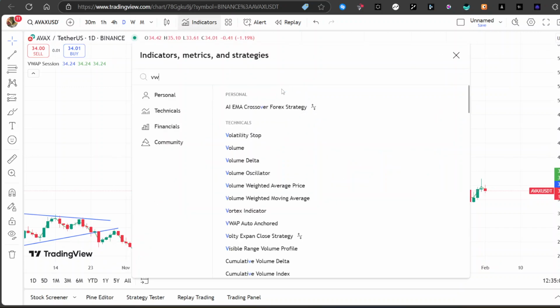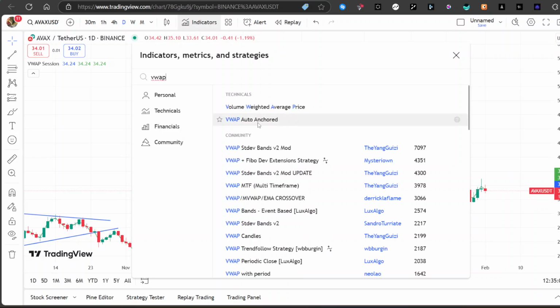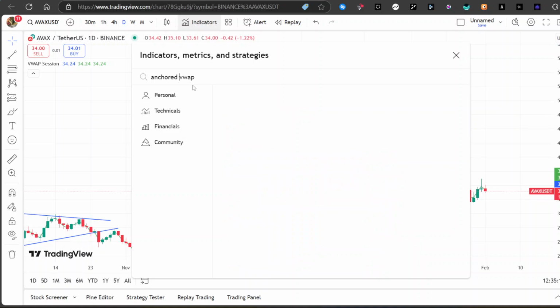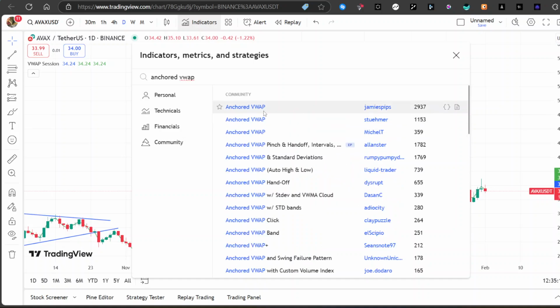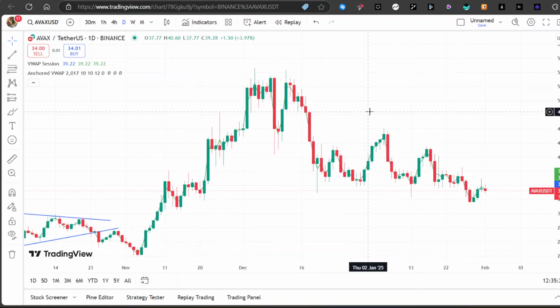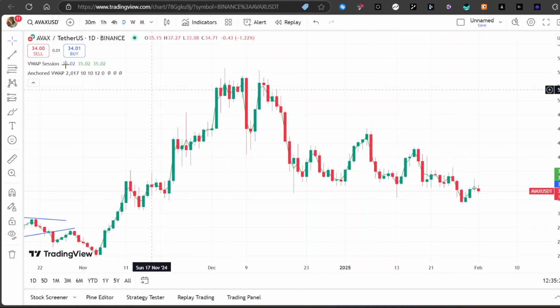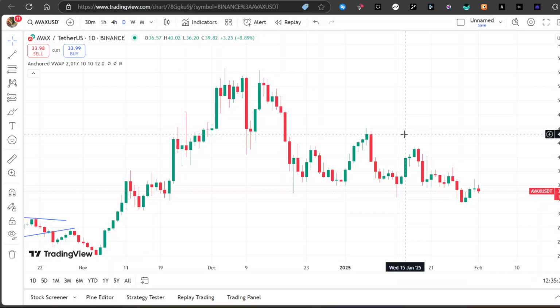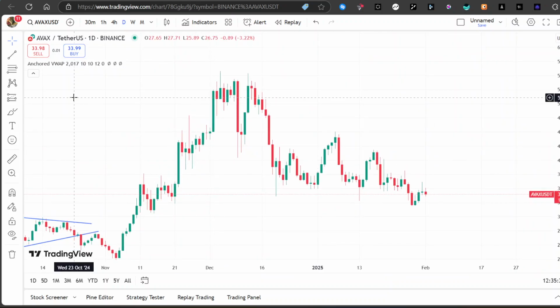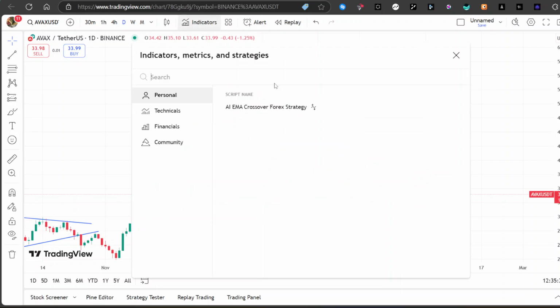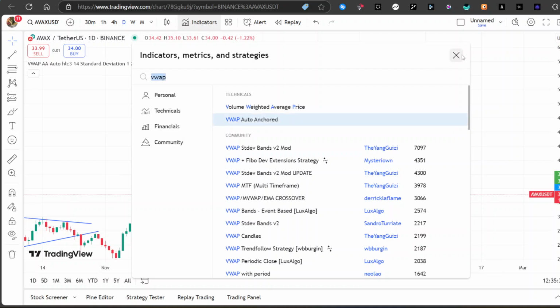All right, I'm just going to open VWAP and click on this auto anchored, or anchored VWAP. I'll just click on anchored VWAP, right? So now, I'm just going to go with the auto anchored.